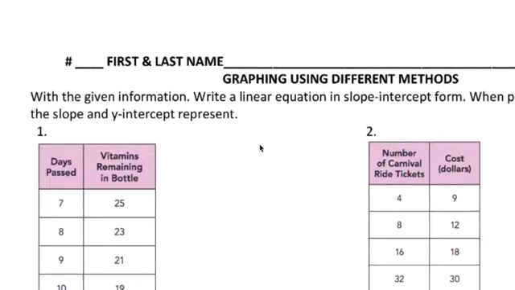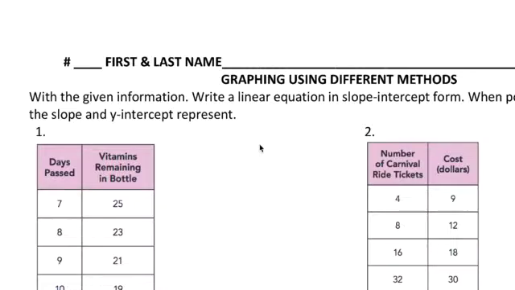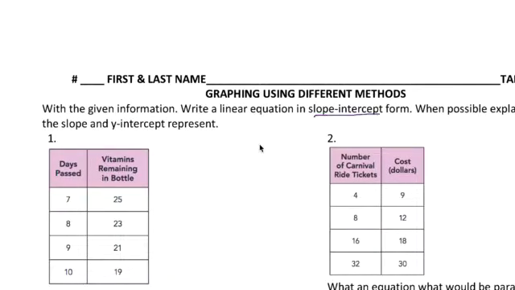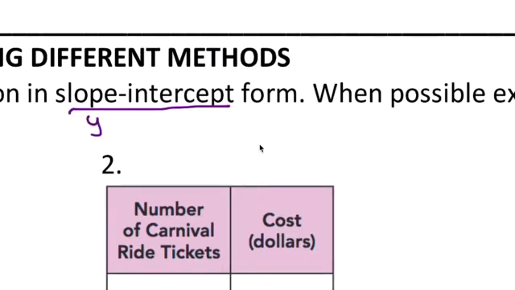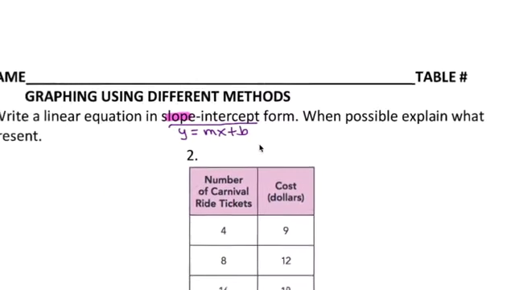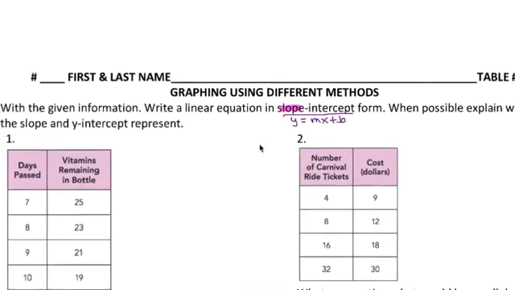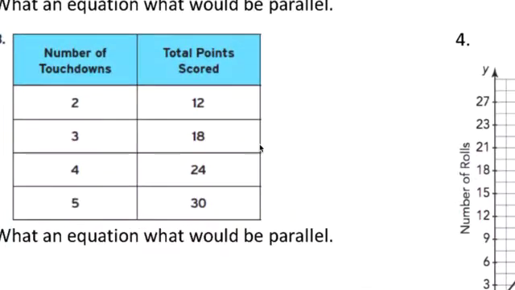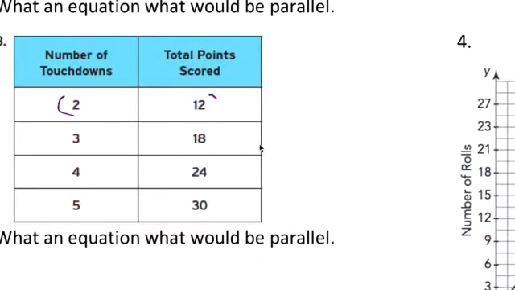Okay, so it says write with the given information. Write a linear equation in slope-intercept form. Slope-intercept form is y equals mx plus b. M is slope, b is the y-intercept to be exact. When possible, explain what slope and y-intercept represent. So here we find it in slope-intercept form.